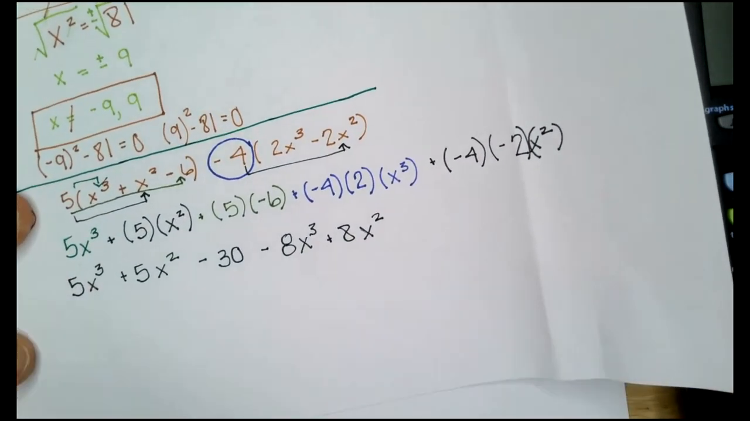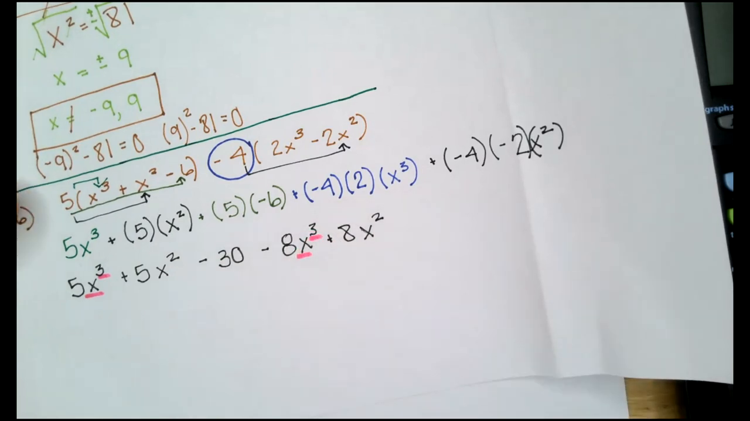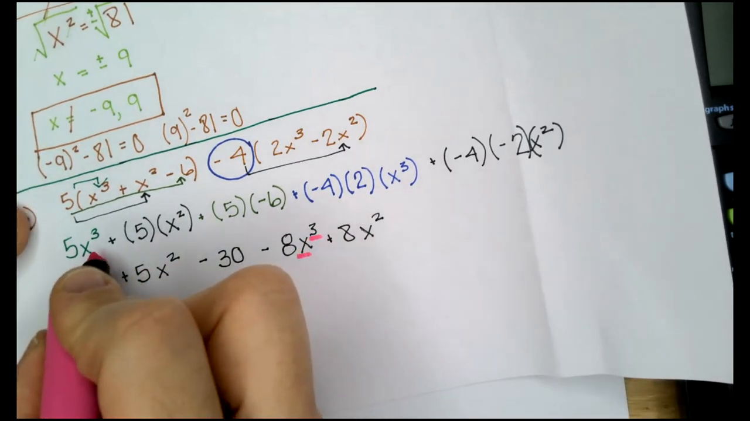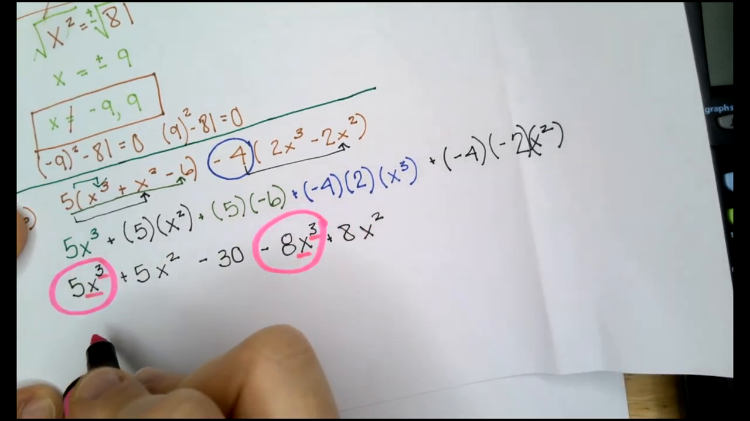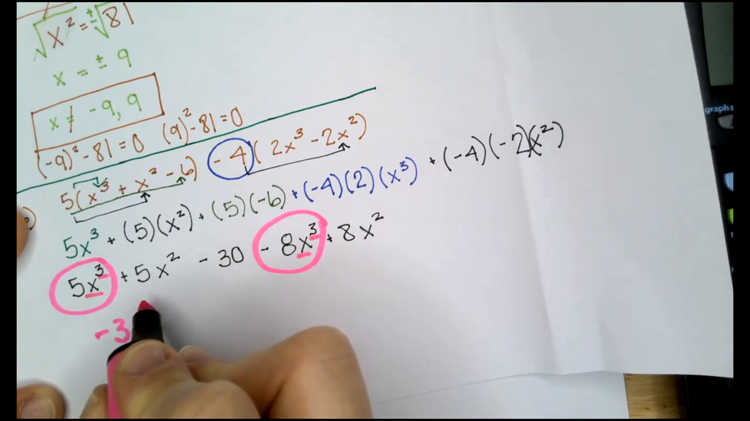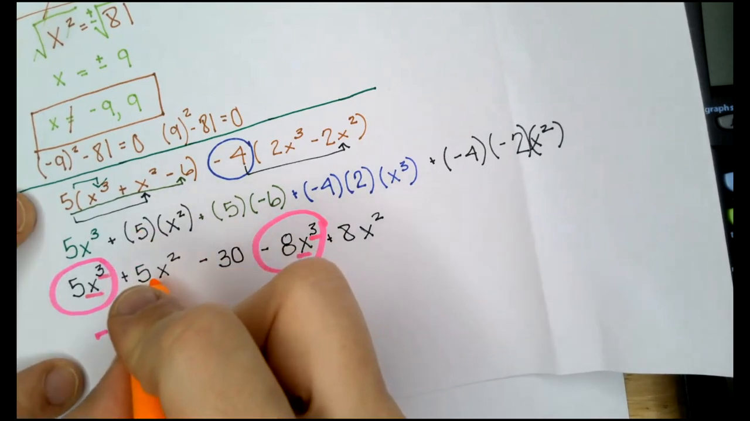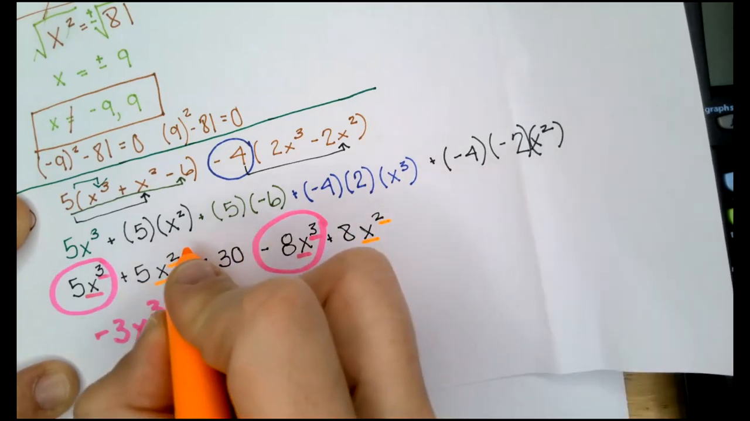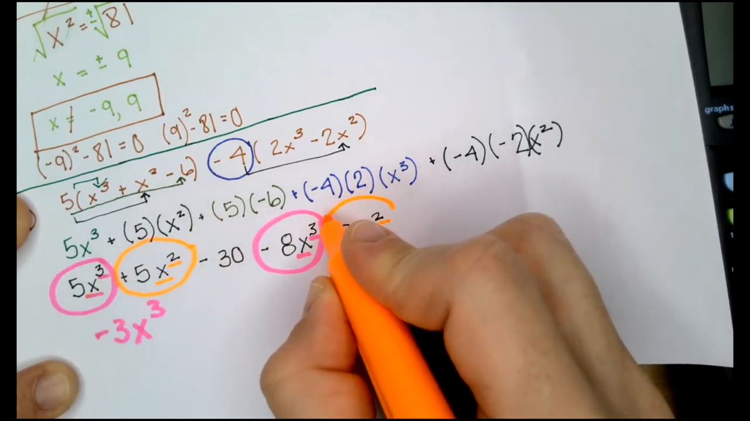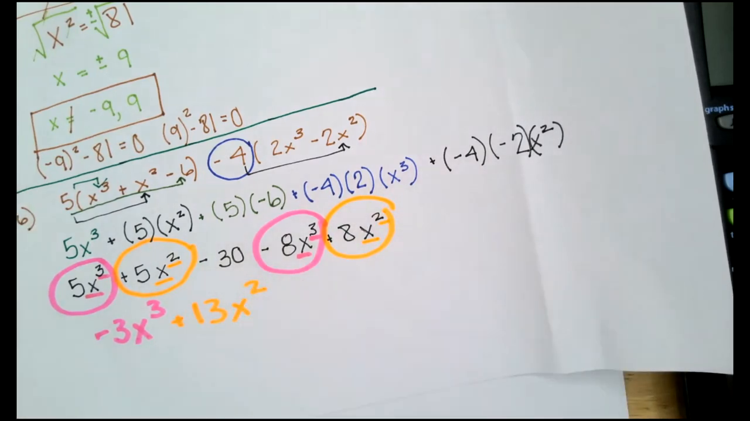Now, what you want to do is combine like terms. Like terms means it has the same exponent, the same variable raised to the same power. So x to the third and x to the third means I'm going to combine a positive 5 and a negative 8. Positive 5 and negative 8 just become negative 3x cubed. Then we've got the variable x raised to the second power. That means a positive 5 plus 8, which means plus 13x squared, and then minus 30.